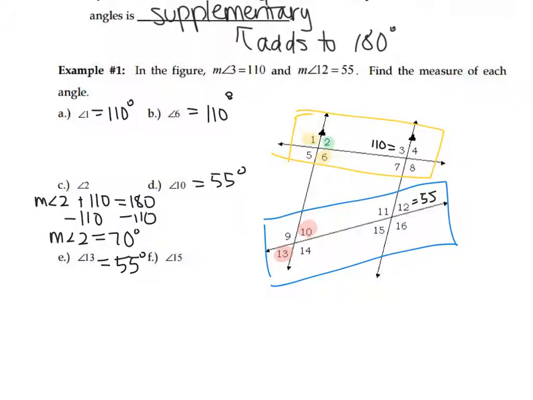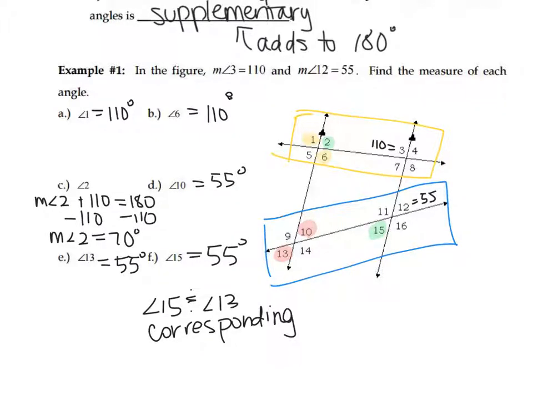And lastly, we want to take a look at angle 15, which doesn't actually have a direct relationship to angle 12, not that we've talked about in this section, but it does have a relationship with angle 13. So angle 15 and angle 13 are corresponding, which means they are congruent, which means angle 15 and angle 13 have the same measure. So it is 55 degrees since angle 13 was congruent to angle 12. So all three of those angles have a measure of 55 degrees.